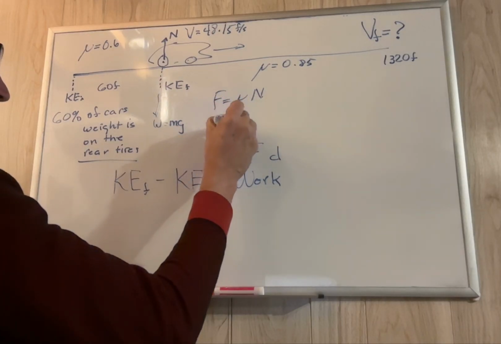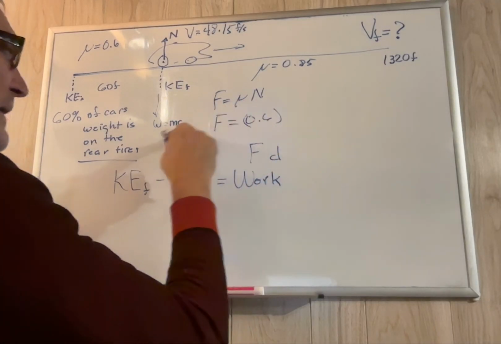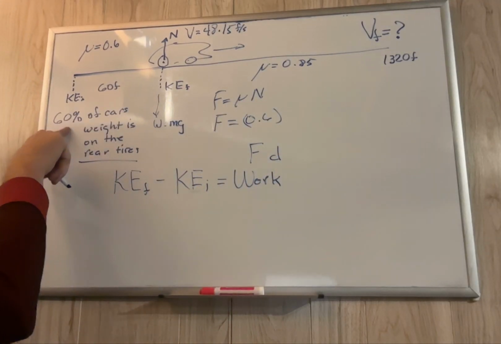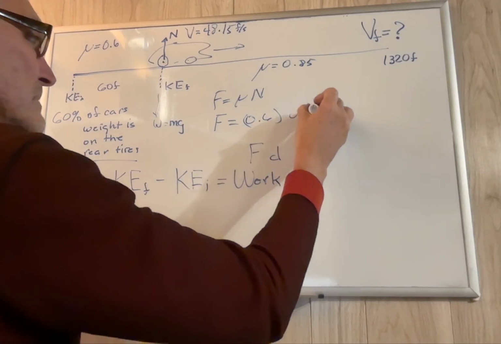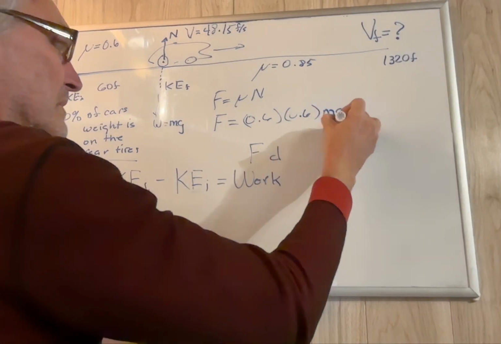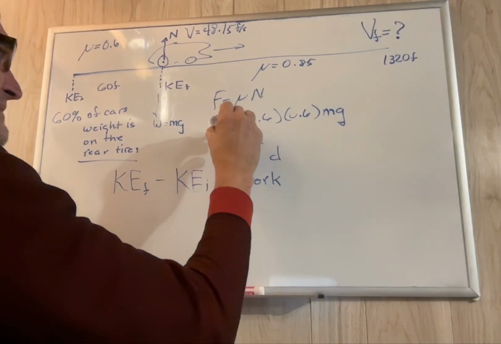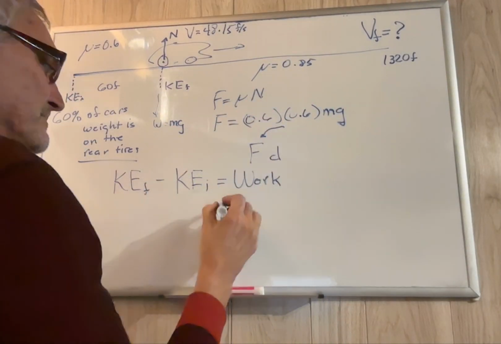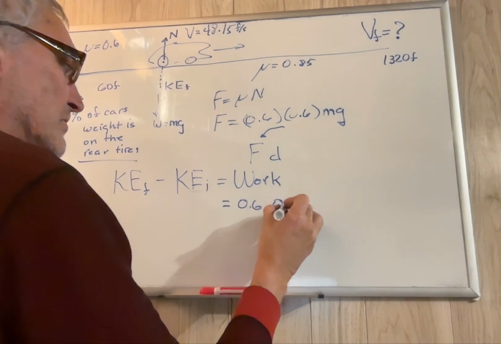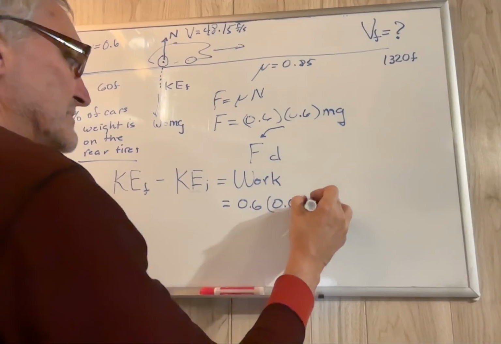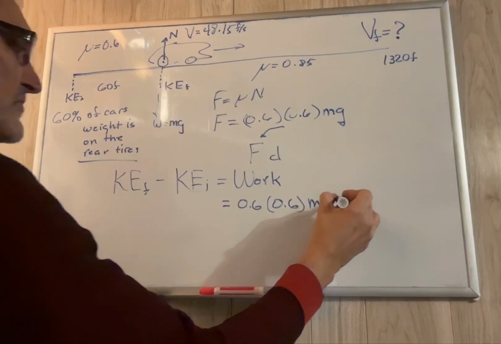So your force is going to be equal to mu, which is 0.6, times the weight. Now be careful with the weight because 60% of the car's weight is on the back tires. So that's 0.6 times mg. This is the weight and this is mu. So we can put this now down into here. So we have this equals 0.6 times 0.6 times mg. And now we got to multiply this by the distance, which is 60 feet.